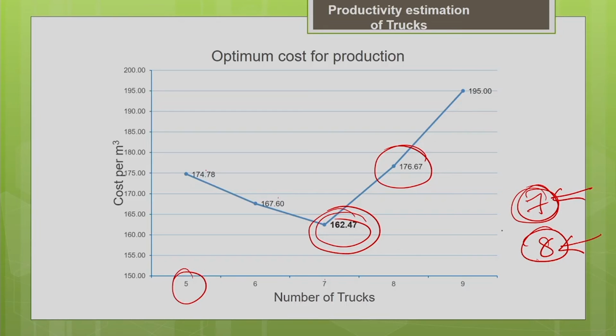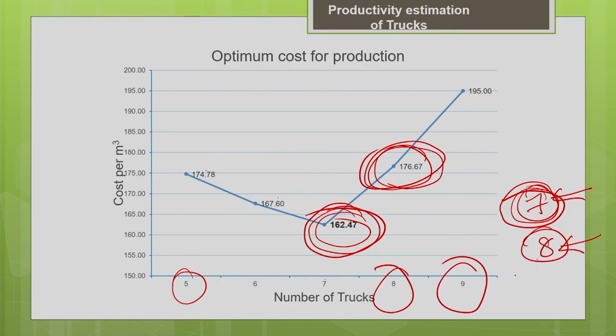You can see that for the lower number of trucks, the unit production cost is very less, for 7. When you go for 8, there is no significant increase in productivity. That is why the unit production cost increases significantly. So whether you go for 8 trucks or 9 trucks, there won't be an increase in productivity. There will be just an increase in the truck cost. That is the reason it is significantly increasing.